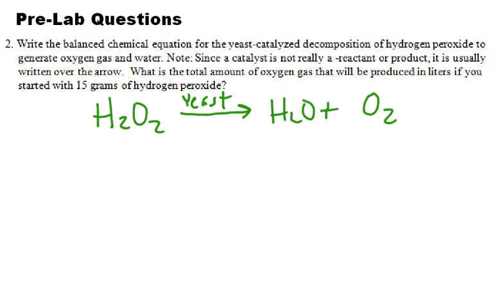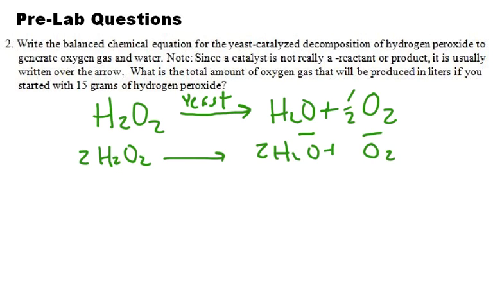We're not going to start with the O's because they're in all 3 places. Let's start with the hydrogens. And we would say there's 2 hydrogens on the left, 2 hydrogens on the right. So that we can keep that 1 to 1. On the left there are 2 oxygens. Here we have 1 oxygen. So this must be 1 oxygen. So we can say 1/2 O2. In the same way, we could go back and double it, and we could say 2 H2O2 turns into 2 H2O's plus O2. Both of those are correct.